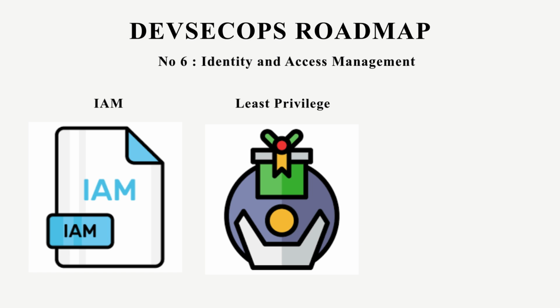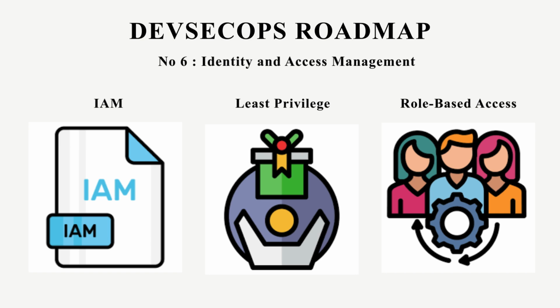Another approach is role-based access control. Instead of assigning individual permissions, permissions are grouped into roles. For example, developers, administrators, and auditors. This makes access management more scalable and secure.